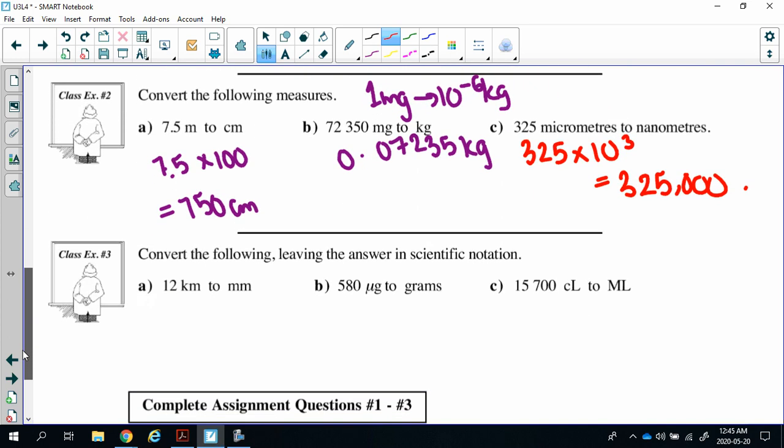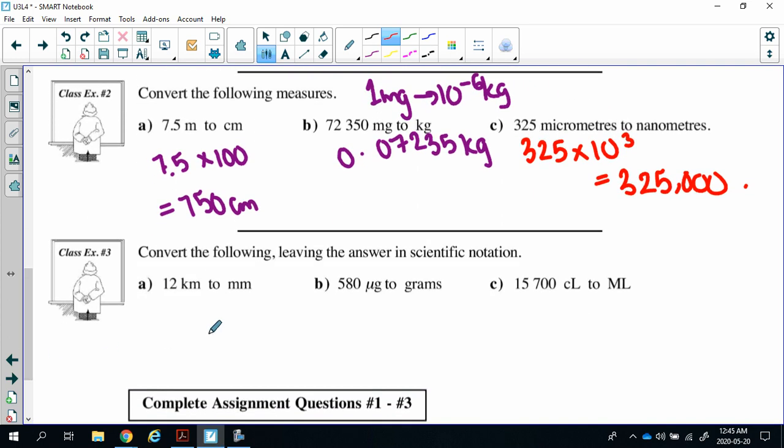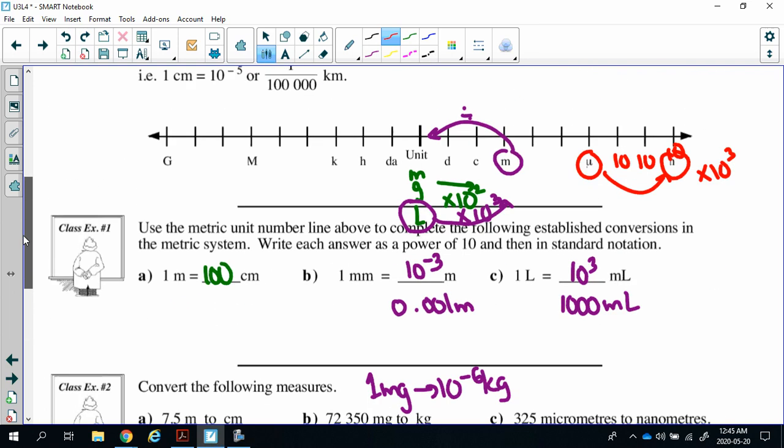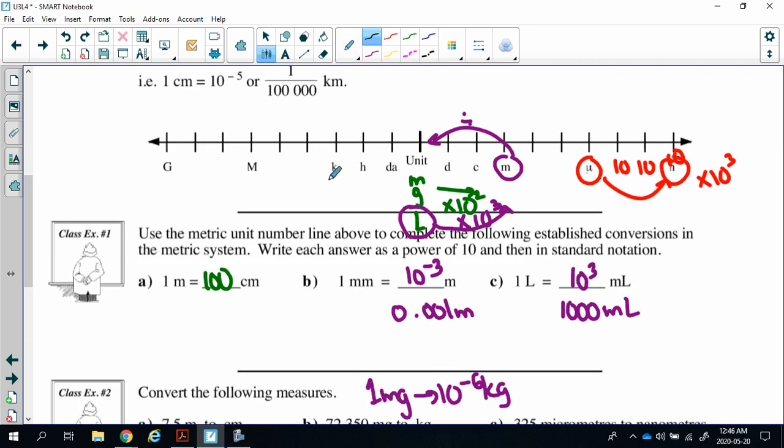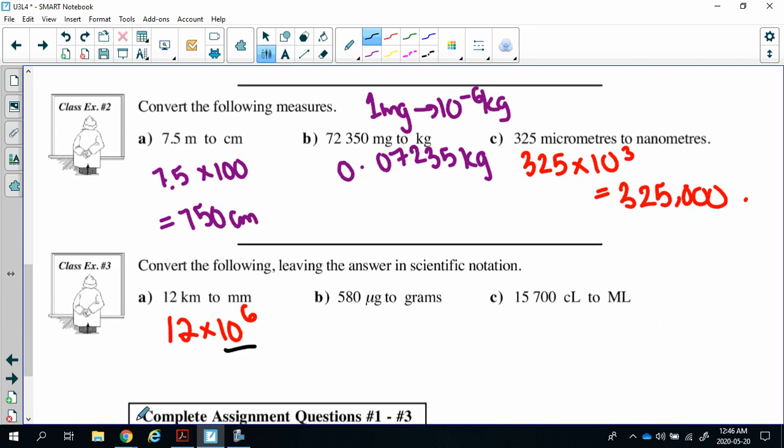Okay, class, example 3 is saying they want us to convert the following and leave the answer in scientific notation. So here we're just going to leave it as the answer. We're not going to convert it to scientific notation. If we're going from kilometers to millimeters, this is your kilometers right here, and this is your millimeters right here. So we're going this way, so we're going to multiply by 10 to the 1, 2, 3, 4, 5, 6, which is why this is going to be times 10 to the 6.